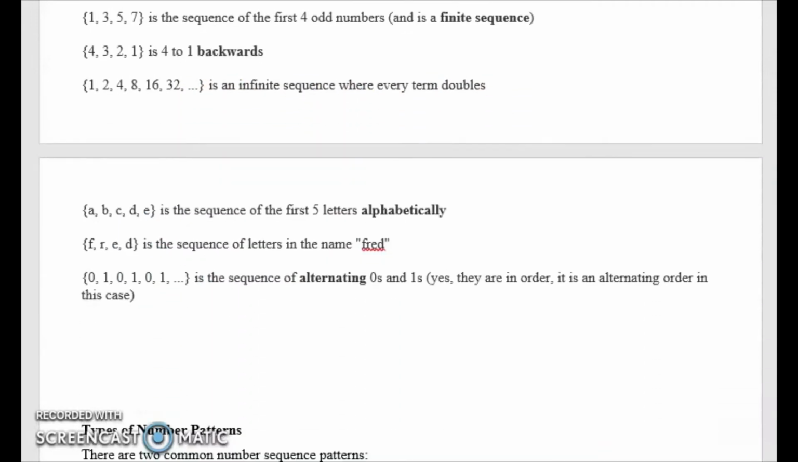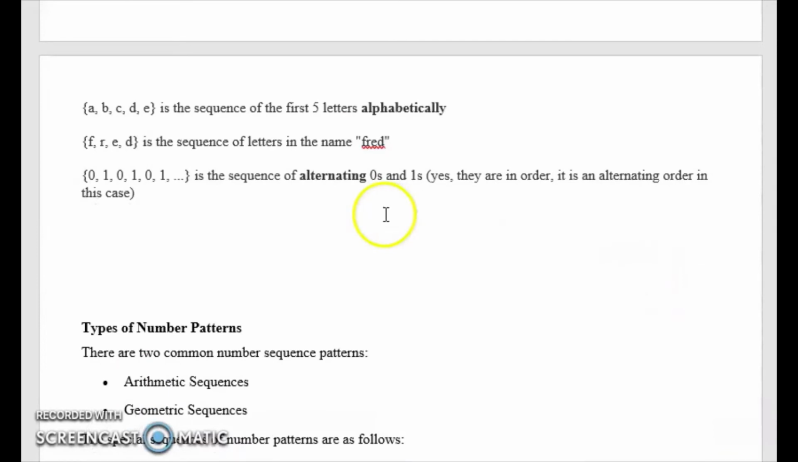Pwede rin tayong gumamit ng mga letters. So A, B, C, D, E is the sequence of the first letters alphabetically. Walang three dots, so this is a finite sequence. Next, F-R-E-D is the sequence of letters in the name Fred. Wala uling three dots, so this is finite also.